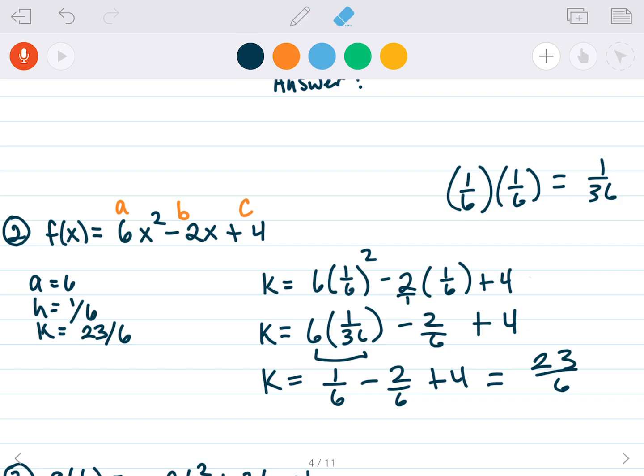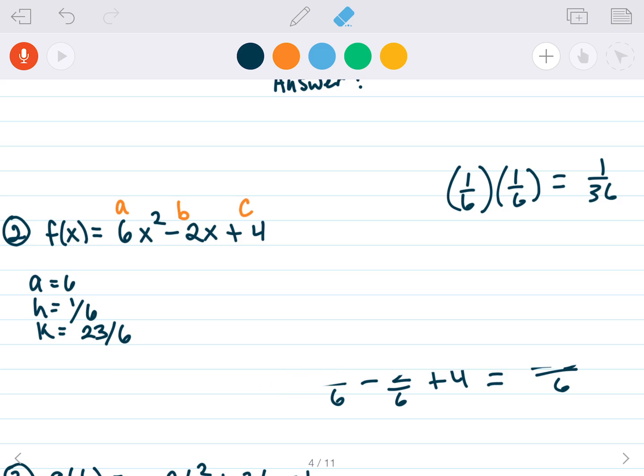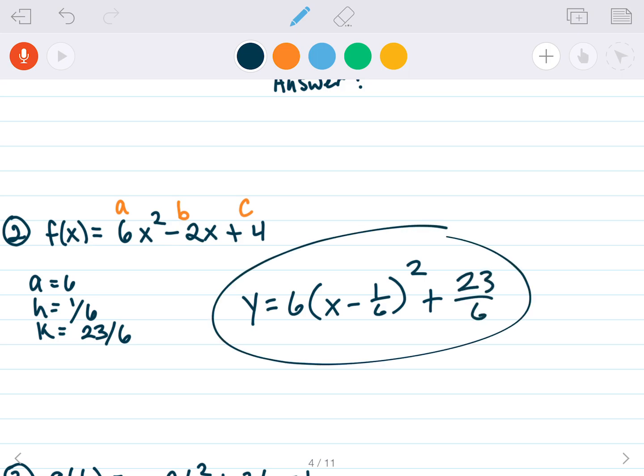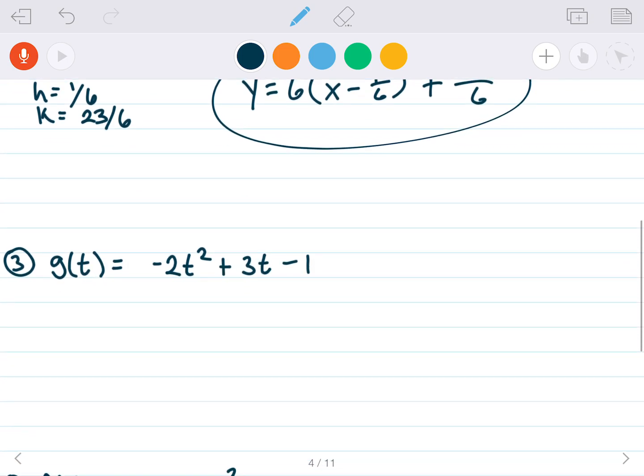All right, and so my answer in vertex form, remember I'm going from standard to vertex, is going to be y equals a, which is 6, times x minus h, which is 1 over 6, squared plus k, which is 23 over 6. This is my answer. All right, let's try another one.